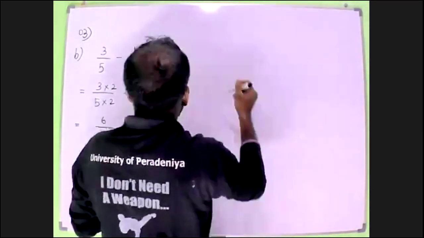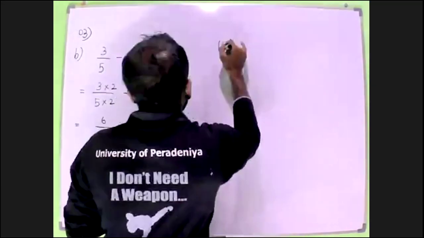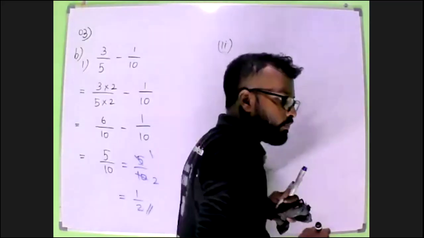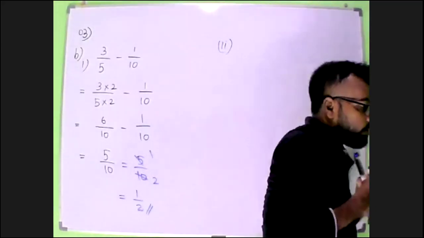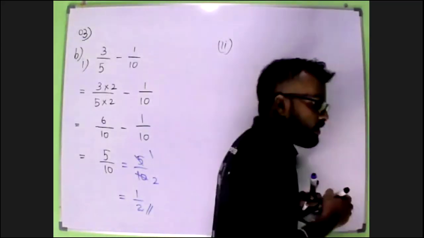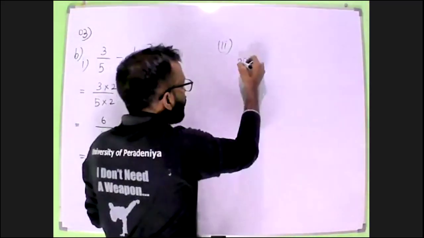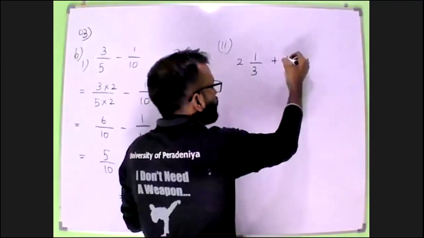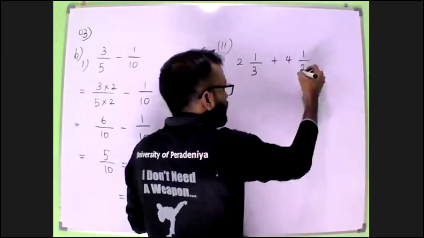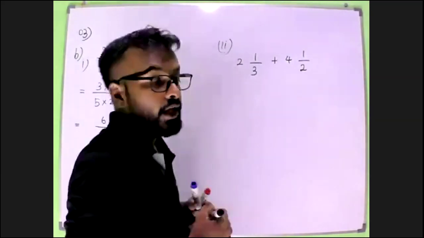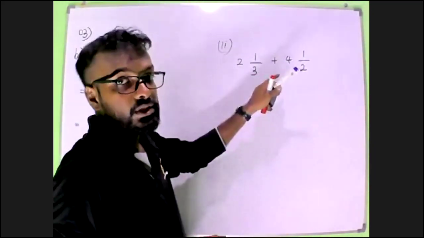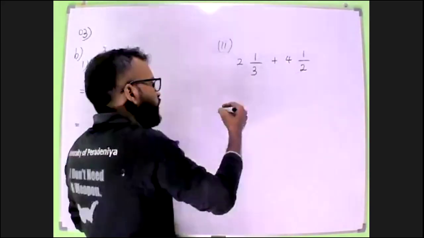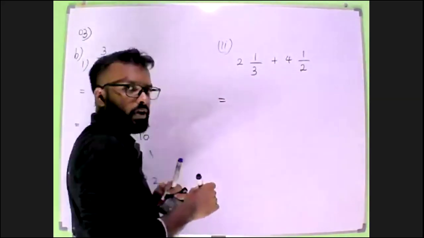Part B, second one. This is the first one. Part B, second part, right? When it comes to here, 2 and 1 upon 3 plus 4 and 1 upon 2. Right. So how do you simplify? Again, you have mixed numbers. So I will convert them into improper fractions first.